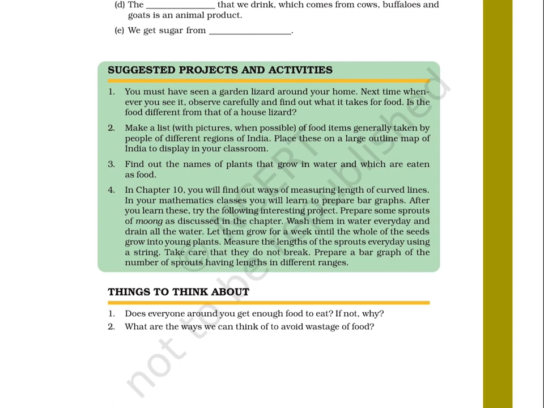Things to think about. 1. Does everyone around you get enough food to eat? If not, why? 2. What are the ways we can think of to avoid wastage of food? The chapter 1 of total 16 chapters of the book ends here.